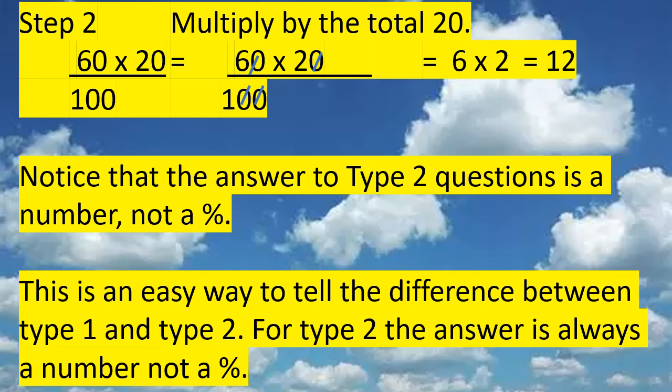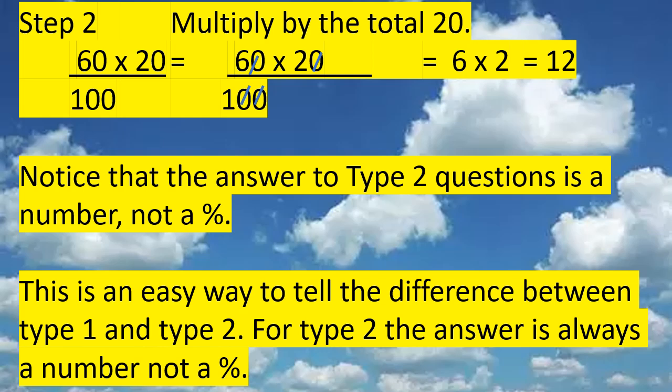So the next step, we multiply by the total, 20. So we're doing 60% of 20. So we have 60 divided by 100 as the percent, and then we have to multiply that by 20. So our calculation now on the top, 60 times 20, on the bottom 100. And we can cross out 2 zeros on the top and 2 zeros on the bottom, and we end up with 6 times 2 on the top, 1 on the bottom. 6 times 2 equals 12.